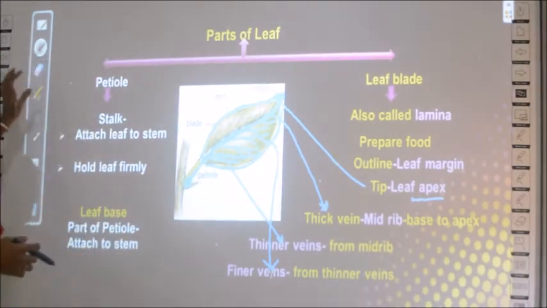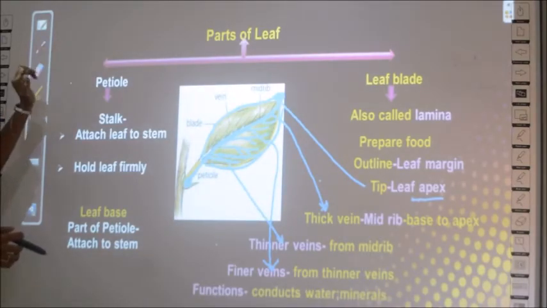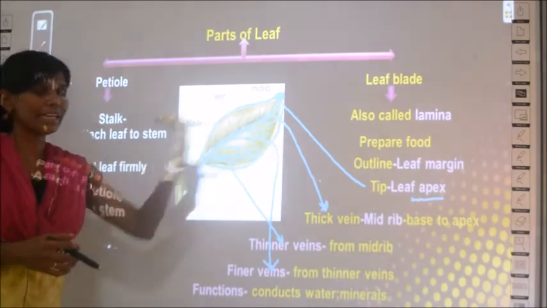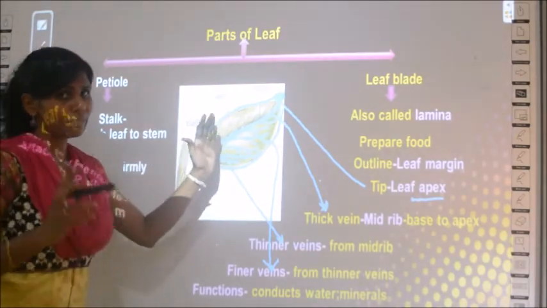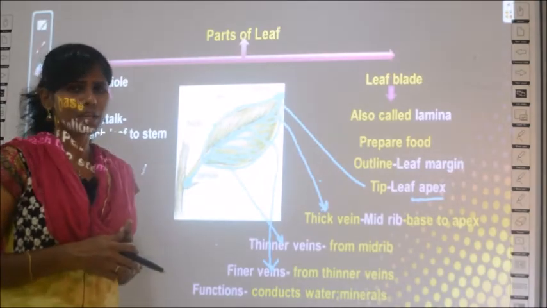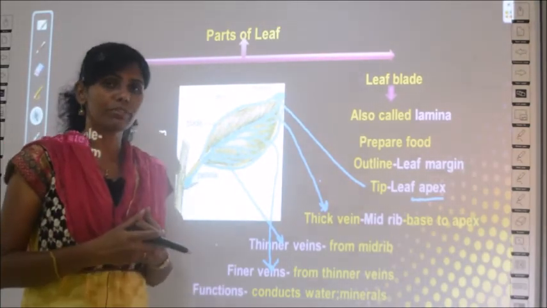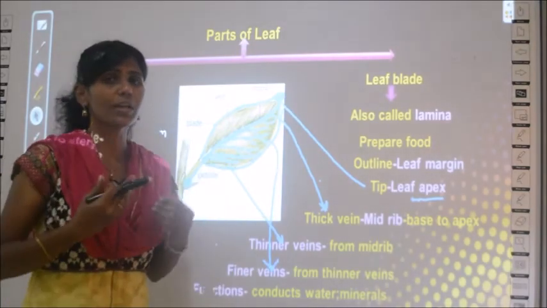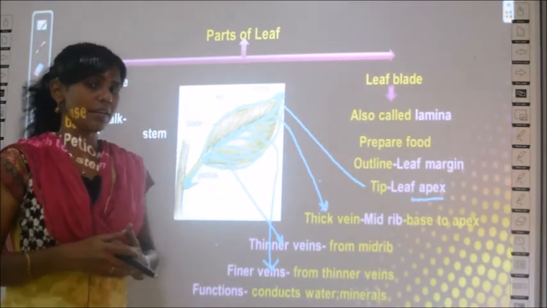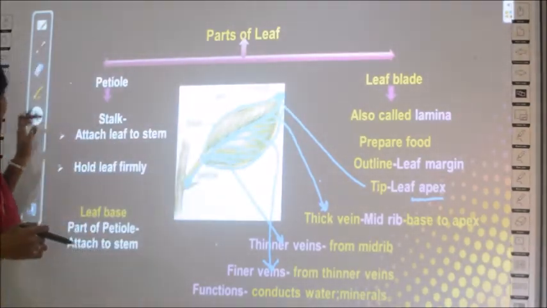Okay. So, next we will see about the function of a leaf blade. What does it do? There are two functions. It can conduct water and minerals. What does it mean? If there is water and minerals coming to the surface of the leaf, it can distribute or transport the water and minerals. So that is one function of the leaf.